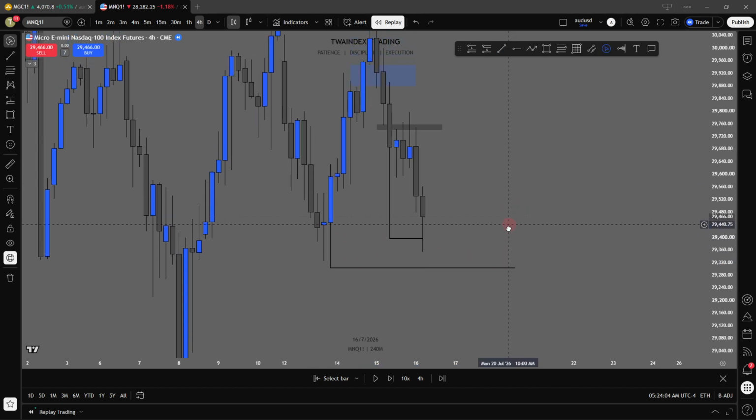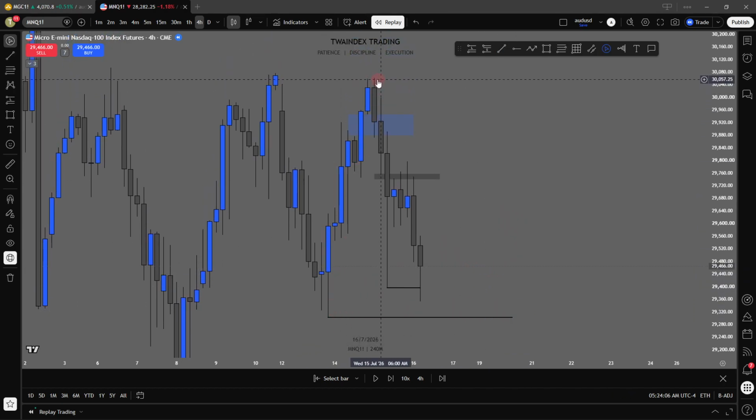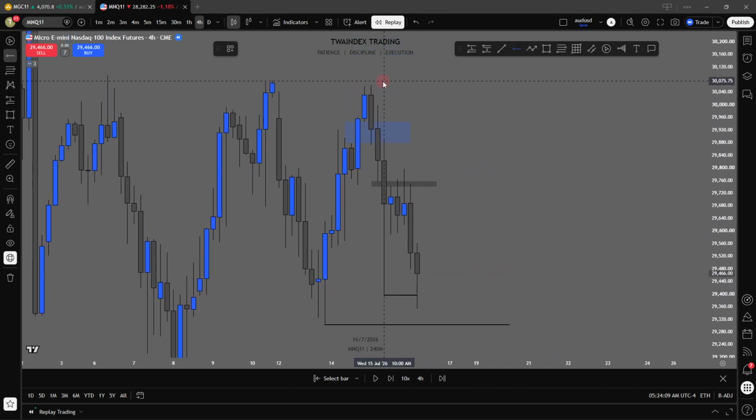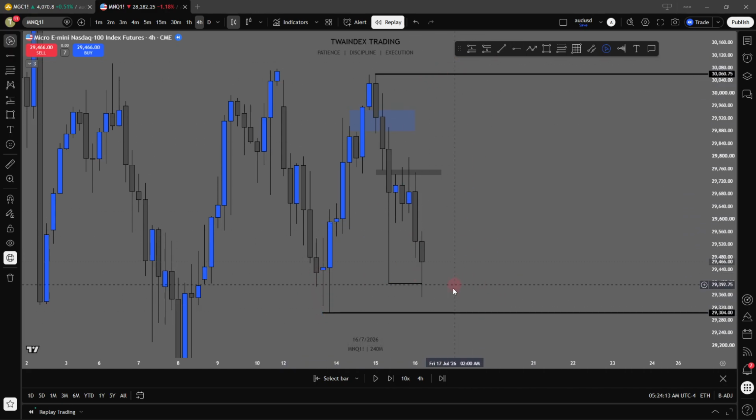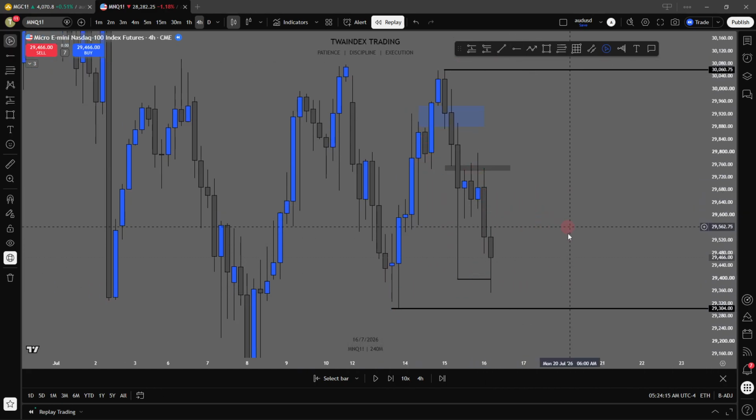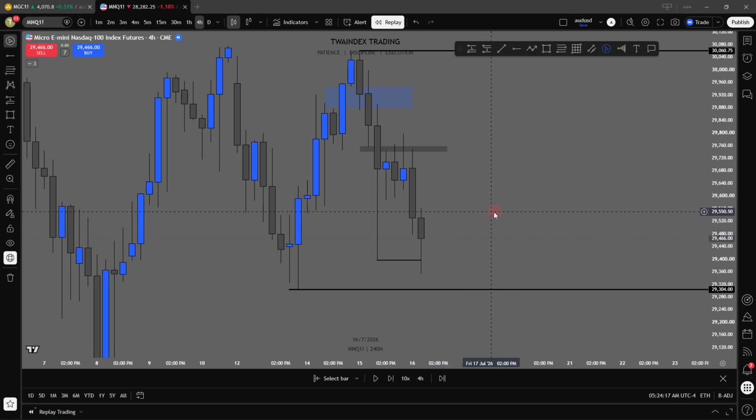What do we have here? More liquidity. From this low to that high, we have an external range high and external range low. We have buy side liquidity and sell side liquidity here. Anything in here will be internal, right? So now that we took this, we are still bearish. We are 100% still bearish.